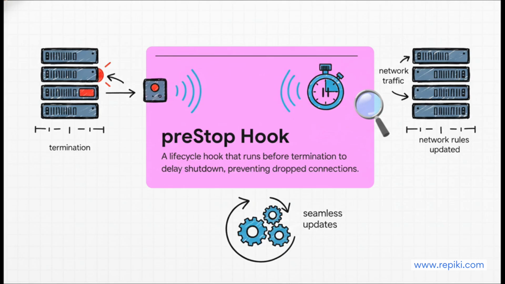See, here's the problem it solves. When a pod gets terminated, there's a bit of a race. The pod is shutting down, and at the same time, the network rules across the whole cluster are being updated to stop sending it traffic. A pre-stop hook solves this race by telling the pod, hey, before you shut down, just wait for, say, 10 seconds. This gives the network plenty of time to catch up, ensuring no new connections are sent to the dying pod. It's the key to a truly seamless, zero downtime rolling update.